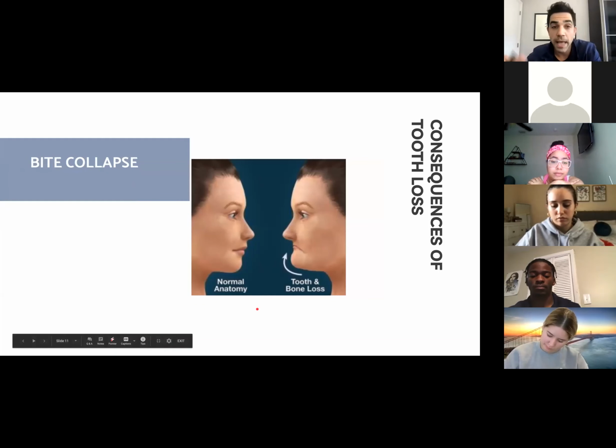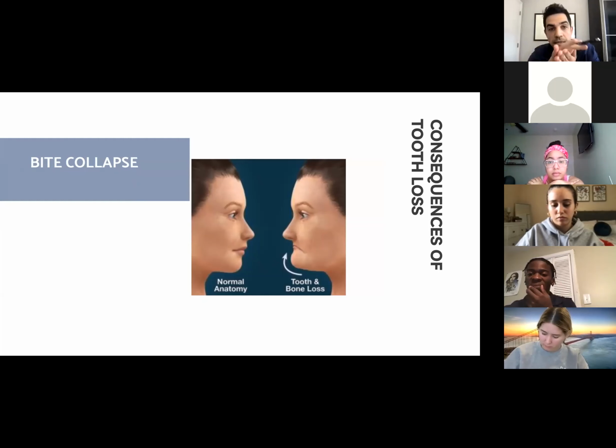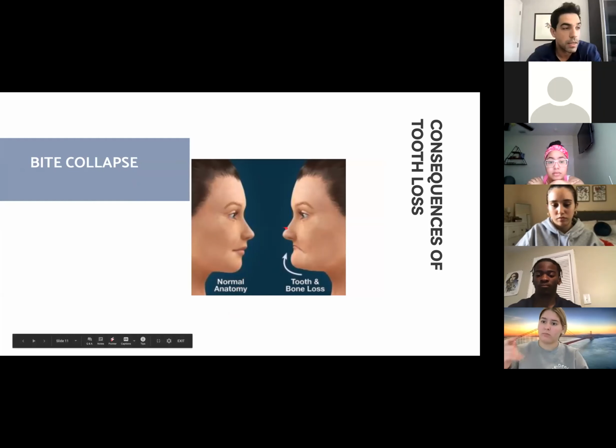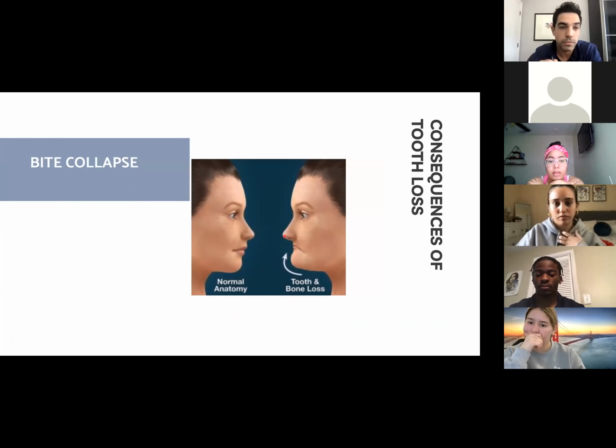We also have bite collapse. We talked about this with the TMJ lecture, where when we wear our teeth out, right, the tip of the nose and the tip of the chin get closer together. That makes us look old prematurely, right? So losing teeth, especially our back teeth, increases that collapse of the bite, makes us look older faster than we should.